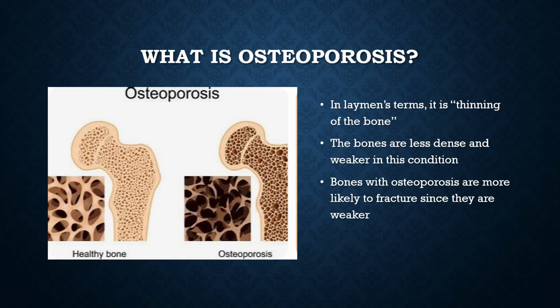What is osteoporosis? Osteoporosis is essentially thinning of the bone. The bones are less dense and more easily fractured, especially if a patient falls. The bones are weaker in this condition. As you can see in the picture on the left, the healthy bone looks stronger than the osteoporosis bone on the right. And what's depicted is the hip bone, the femur.